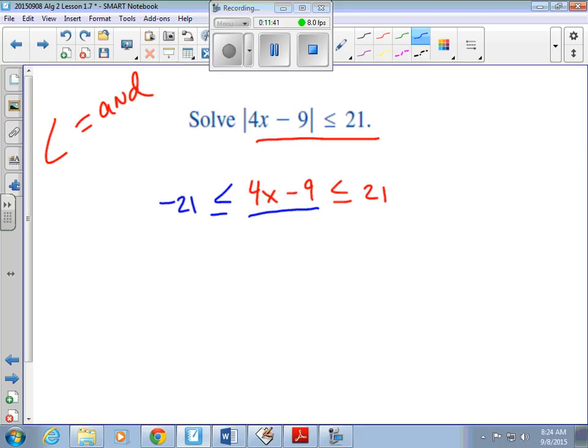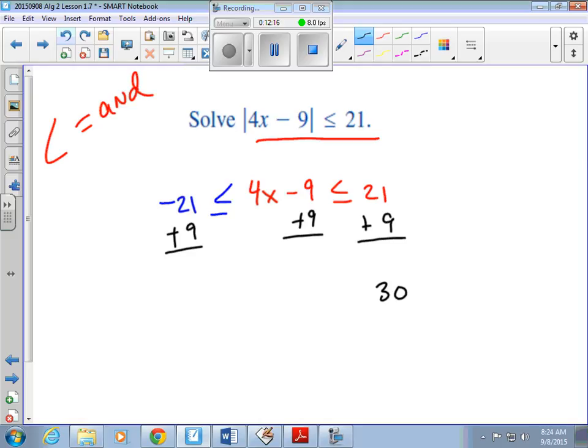Since I read it as greater than, notice the big mouth is eating the big number, being 4x minus 9 in this case. It's eating the larger side. So now we have a compound inequality that looks like this. Now we have a left, a middle, and a right, so we're going to undo each of those statements. Undo minus 9 by adding 9 here and adding it here. This is going to give you 30. Negative 21 plus 9, we have to subtract them.